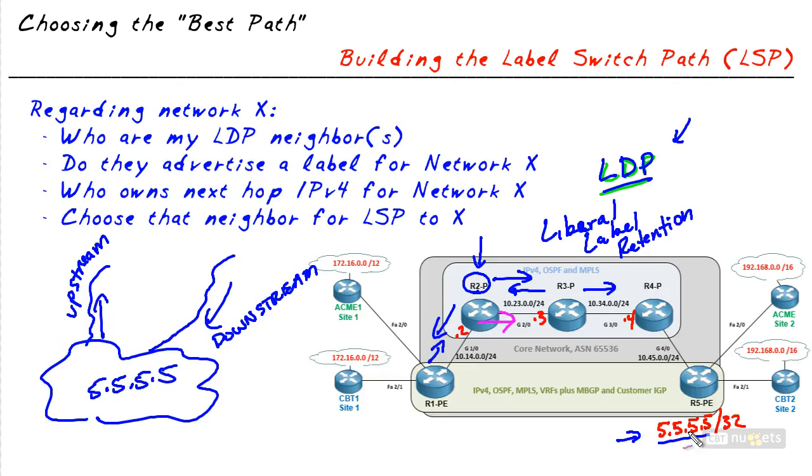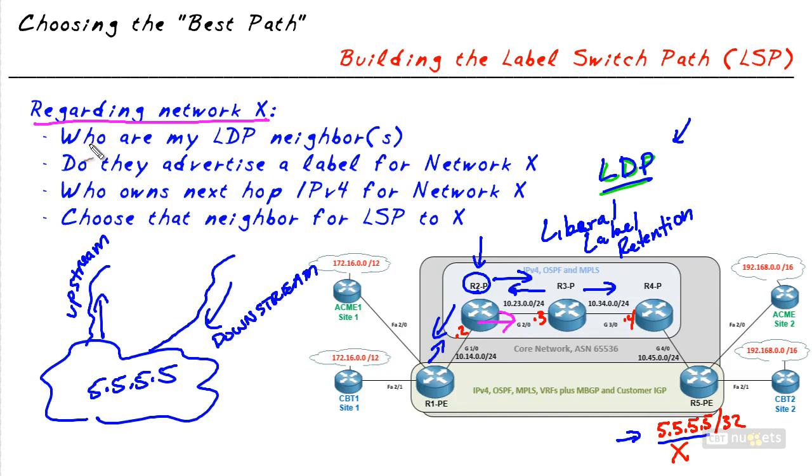And my friend, this is the process that the router goes through to figure out which of the advertised LDP neighbors' labels it should use as the best path to get to the final destination. And here's the step-by-step process. So first, regarding network X. In our case, we're going to say network X is 5.5.5.5.